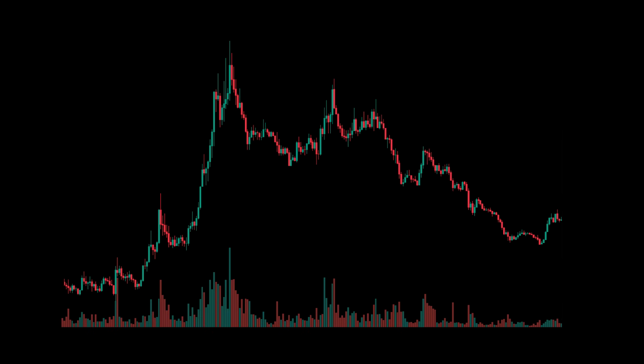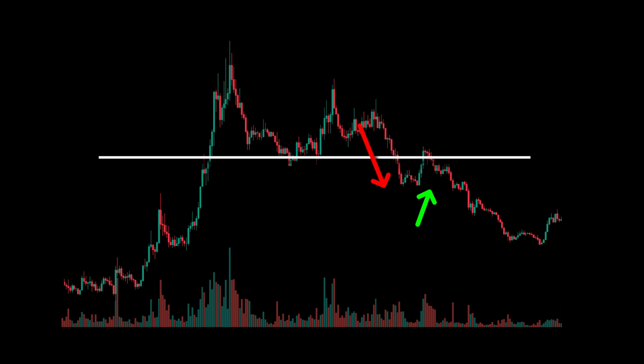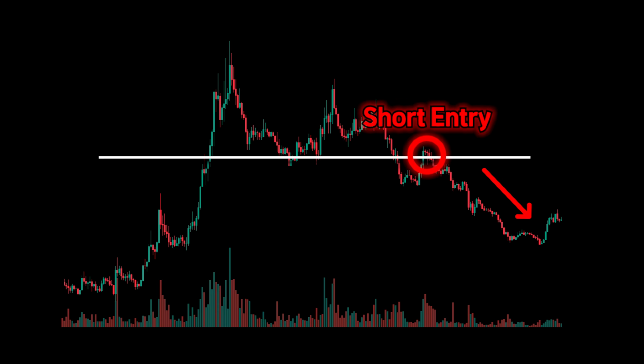Strategy 2. Wait for the pullback after the break. Still using the double top as the example. After the neckline breaks, price often pulls back up toward that level. What was support has now flipped to resistance. Wait for price to test that neckline from below, get rejected, and then enter short.